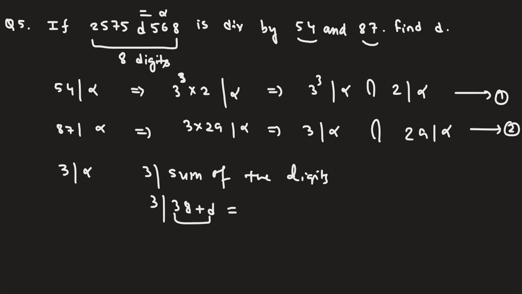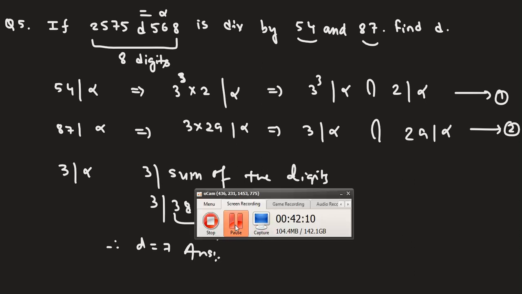If I put 0, it is not working, 1, 2, 3, 4, 5 not working, 6 not working. If I put D equal to 7, now it is 45, and this 45 is divisible by 3. If I put 8, not working, 9 not working, 0 we already checked. So what we are getting here, D should be 7 only. I hope all of you understand this concept.